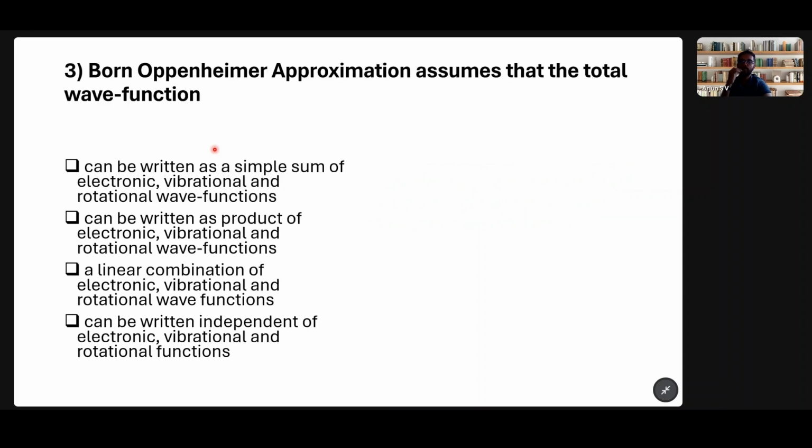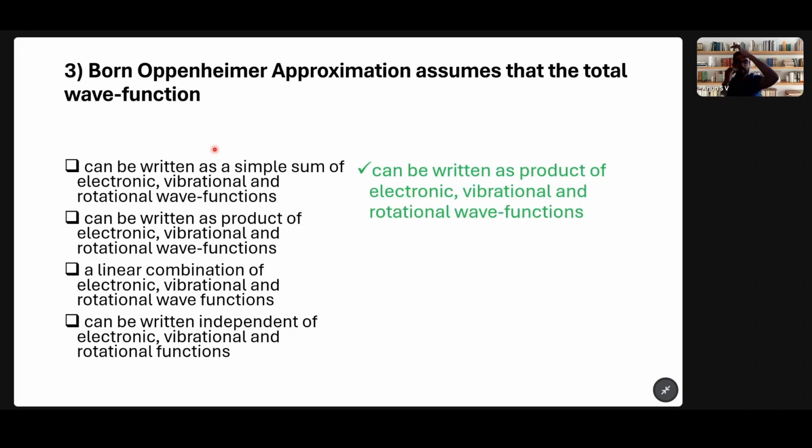The Born-Oppenheimer approximation assumes that the total wave function is represented as what? We all know that except for energy, the wave function as well as the Hamiltonian is a product of your electronic, vibrational, and rotational wave functions. They have asked for the wave function, so it will be a product. So the option will be 2, can be written as a product of your electronic, vibrational, and rotational wave functions.